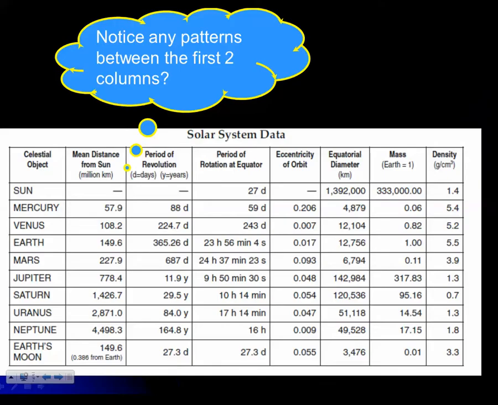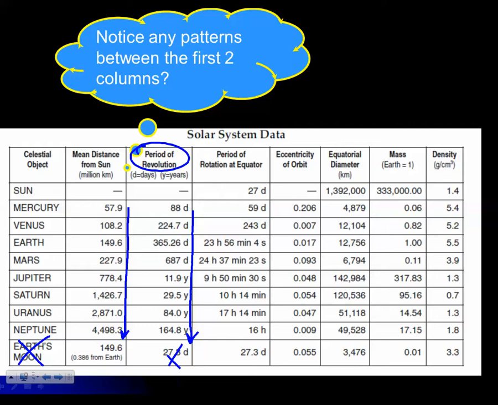All right, let's focus our attention to the first two columns, mean distance from the sun in millions of kilometers and the period of revolution around the sun in days or years. And I want you to look for any patterns. Now, if we look in the first column, we'll see that as we work down the planets, as we get farther away, not including the moon, you'll notice that the distance as you get farther away from the sun increases, which is obvious. But if you look at period of revolution, you'll see that the period of revolution also increases, not including the moon. And so they have a direct relationship.